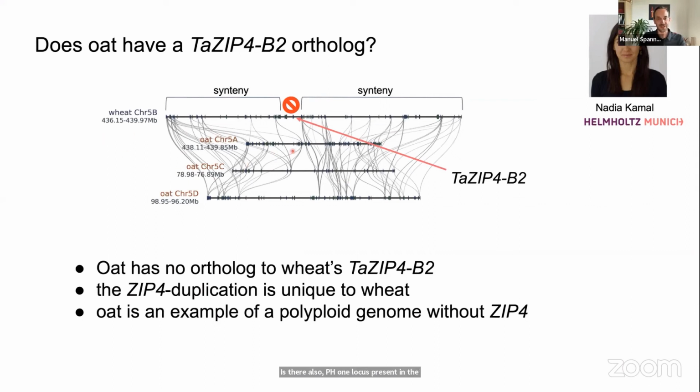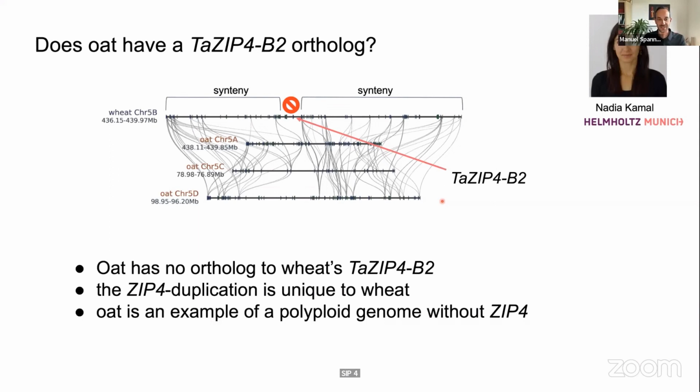And that's a synteny plot here. And what you can see here, these are the syntenic regions between oat and wheat. And what you can spot is there is a very nice syntenic relation upstream and downstream of the PH1 locus of CYP4, but exactly not in the CYP4 locus, and oat has no ortholog to wheat's CYP4.